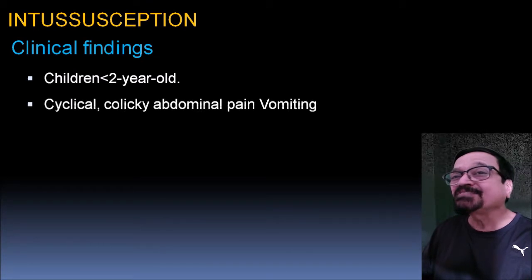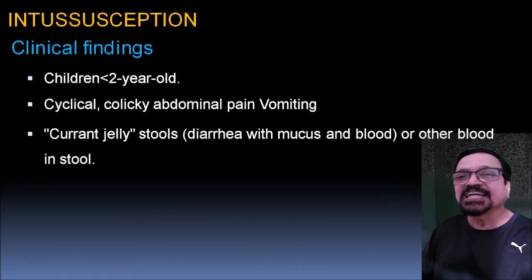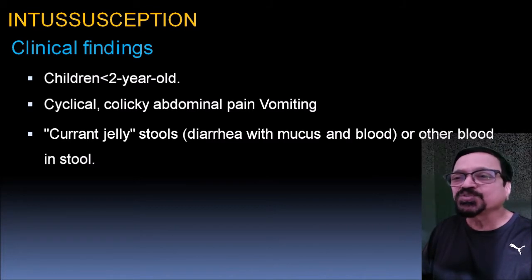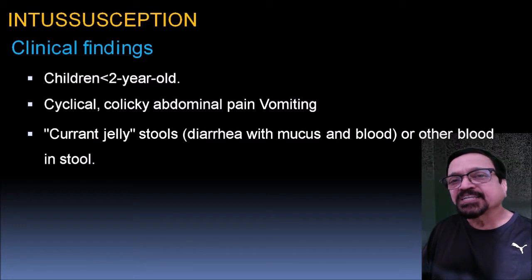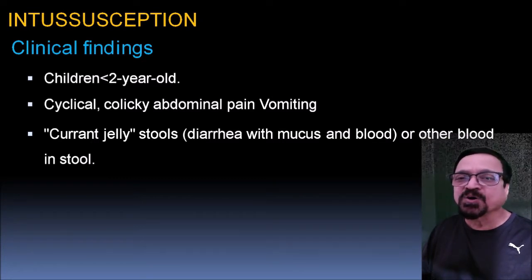Now what will be the clinical findings? The child will be less than 2 years, then there will be cyclic colicky abdominal pain, vomiting, and currant jelly stools. That is very characteristic, where the clinician suspects the diagnosis of intussusception, diarrhea with mucus and blood or other blood in the stools. Intussusception by and large nowadays is more commonly diagnosed on ultrasound, but in earlier days it used to be diagnosed on barium enema, and not only that, after barium enema there was hydrostatic reduction.